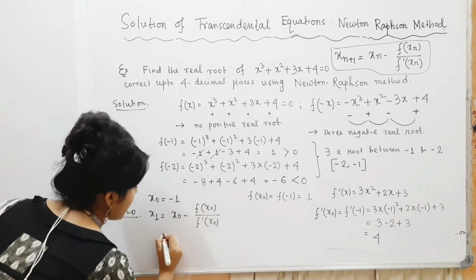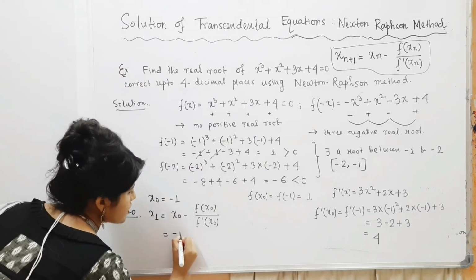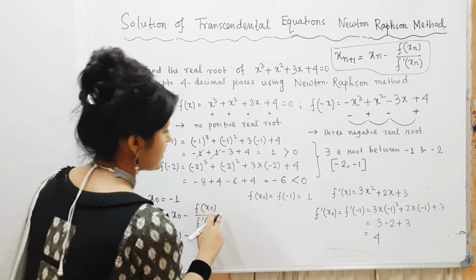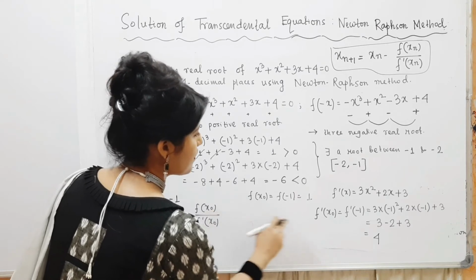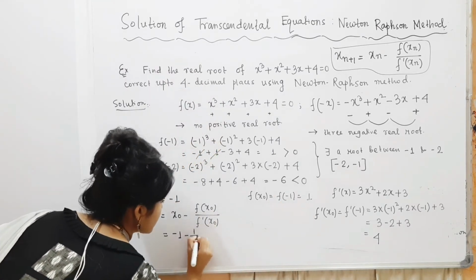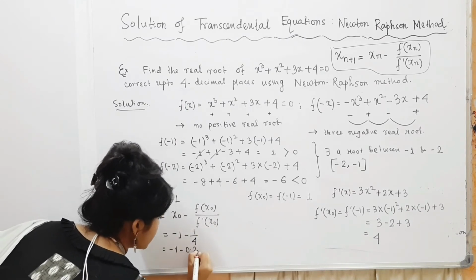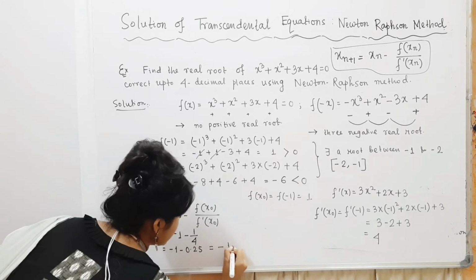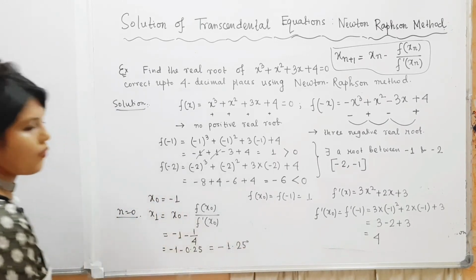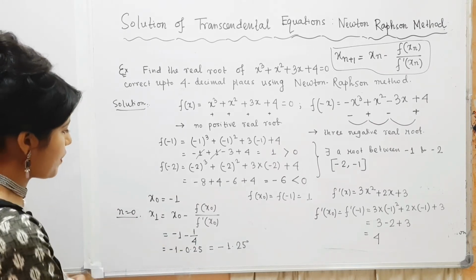So what is x0? x0 is minus 1. What is f of x0? f of x0 is plus 1. So 1 by 4, that is minus 1 minus 0.25. So this shows minus 1.25. So this is the first approximation.